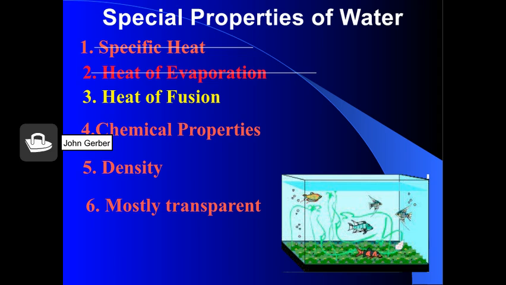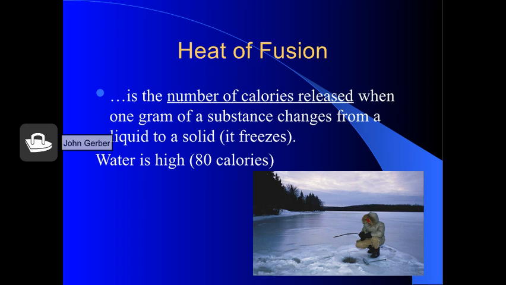The third special property of water is called the heat of fusion. The heat of fusion is the number of calories released when 1 gram of substance changes from a liquid to a solid, like the freezing of water releases energy. For water, this number is 80 calories per gram and occurs around 32 degrees Fahrenheit or 0 degrees Celsius.